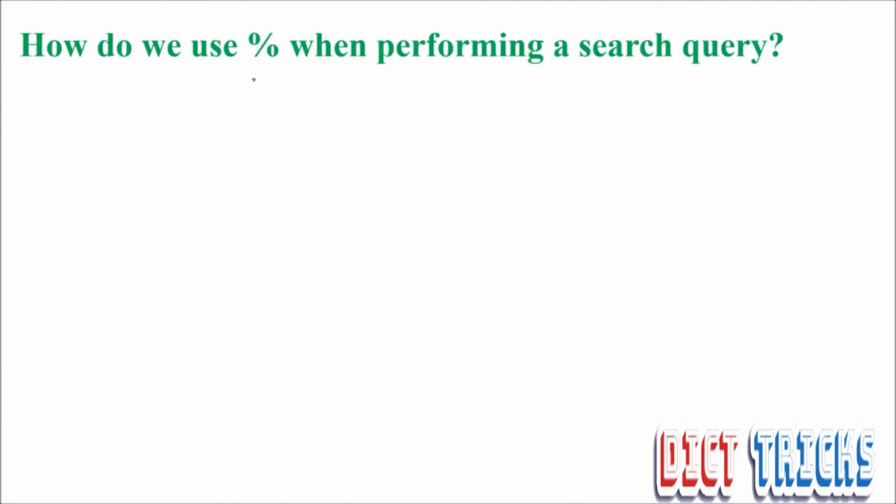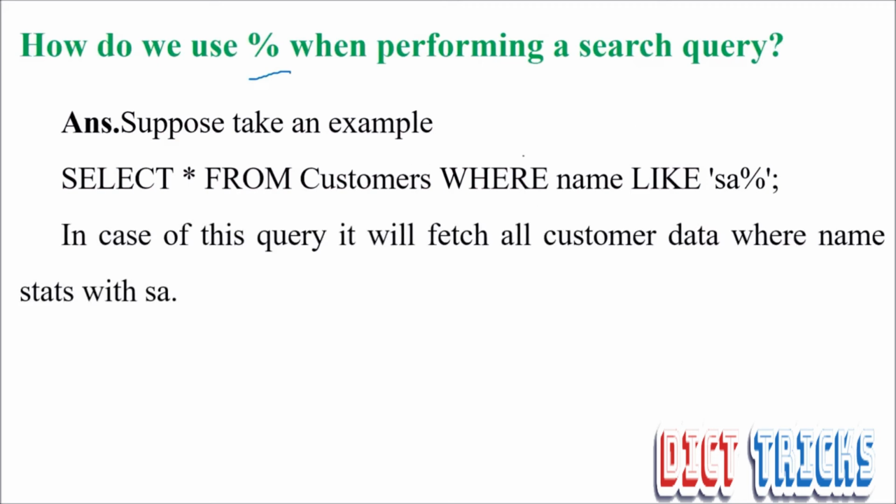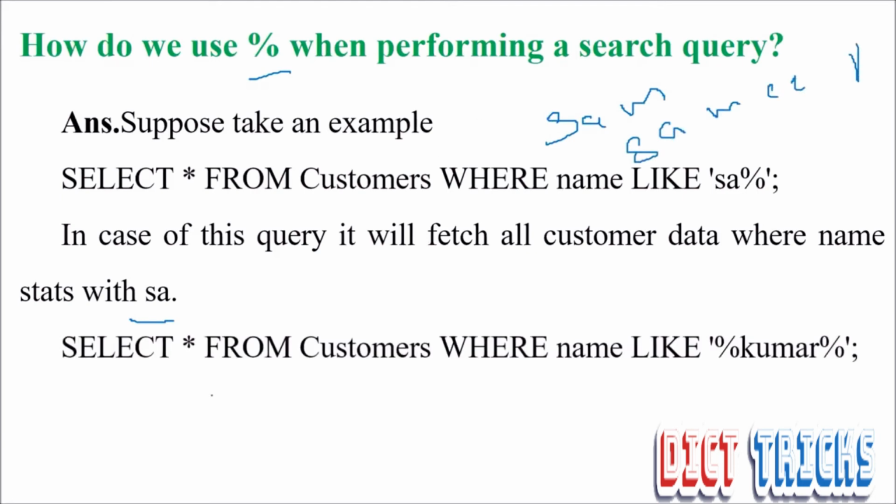How do we use percent when performing a search query? Let us take an example: select * from customer where name like 'SA%'. This query is going to fetch all the customers' data where names start with SA and may end with anything. Means SAM, SAMEER, all these will be given to you.